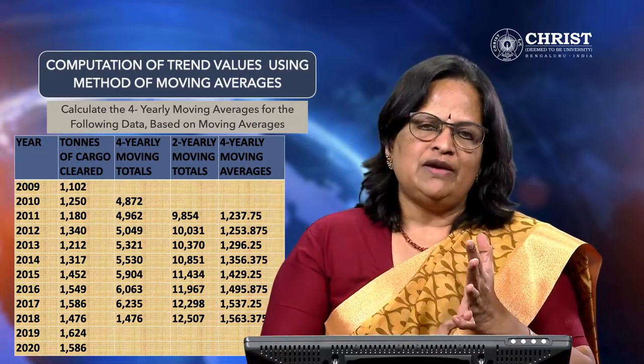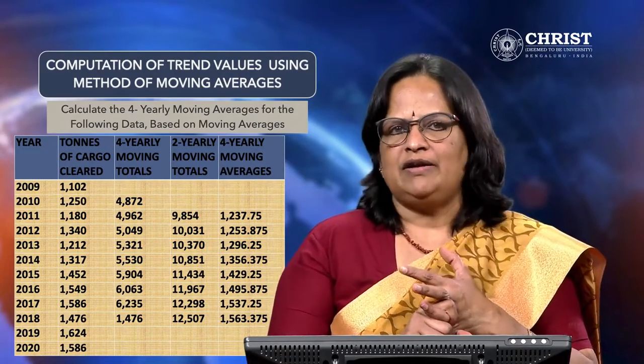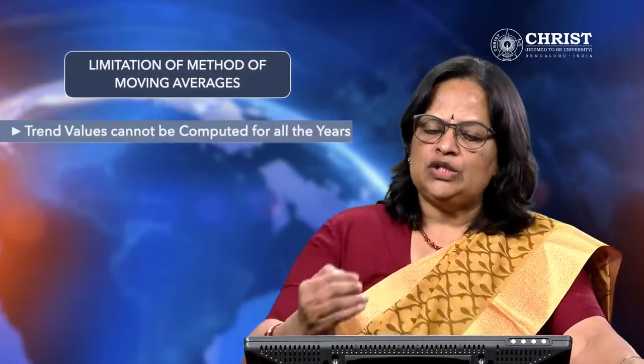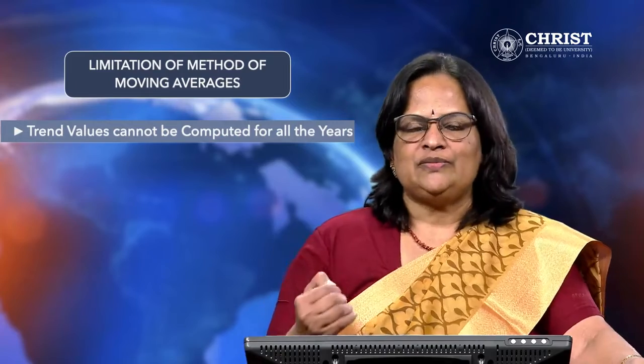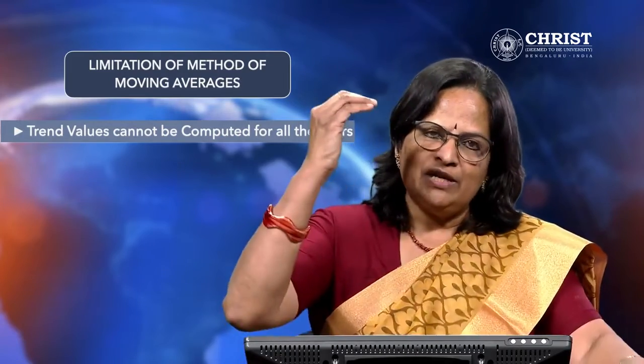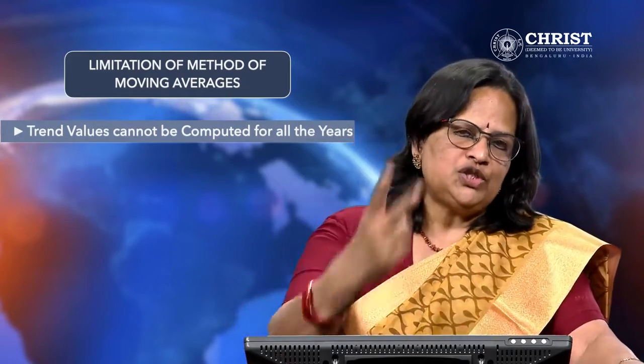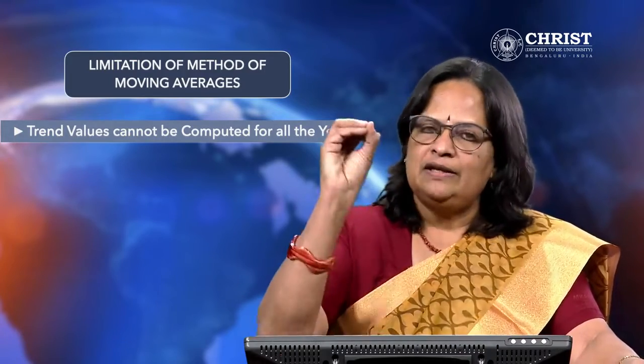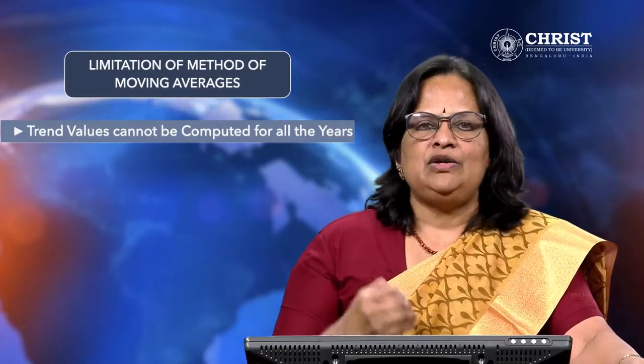Now odd numbers we have learned and even numbers computation we have learned. Now there is a limitation for the method of moving average. Trend values cannot be computed for all the values. See, in the first problem we have seen that when you are taking the 5 yearly moving total, the first 2 years and last 2 years' values are not there. When you are taking 7 yearly, the first 3 years and last 3 years' values are not there.